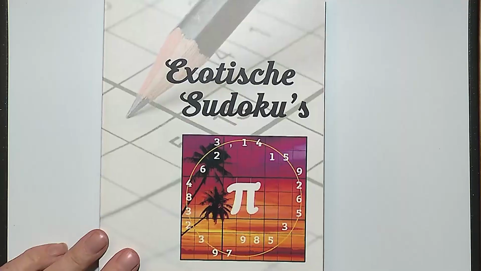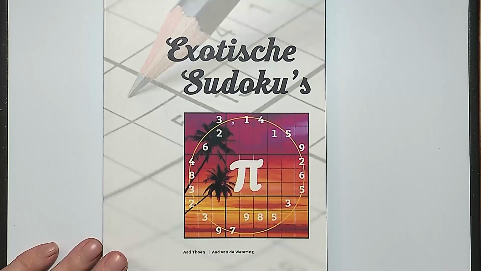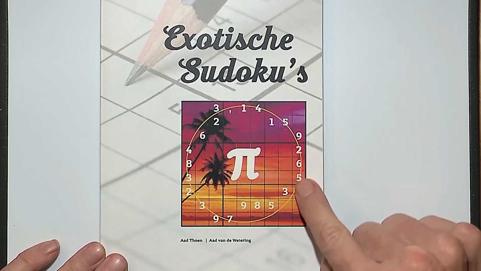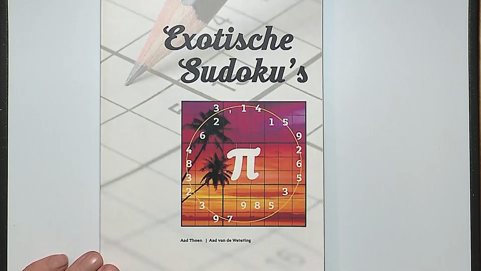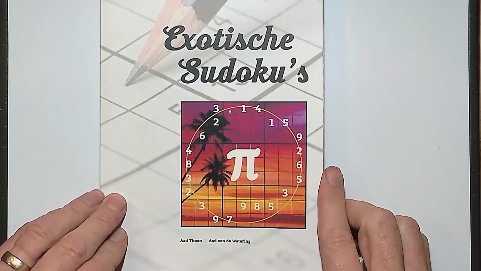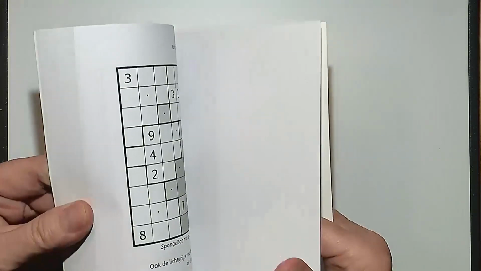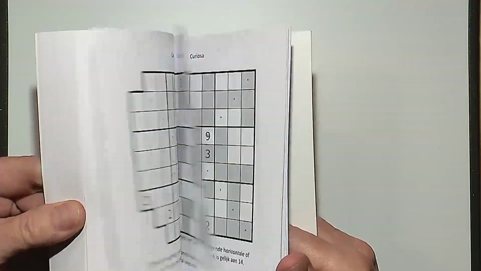Here's a book that I found too. This is published in the Netherlands a couple of years ago. And look at the cover. Here's a Sudoku that has 314159 around a circle.